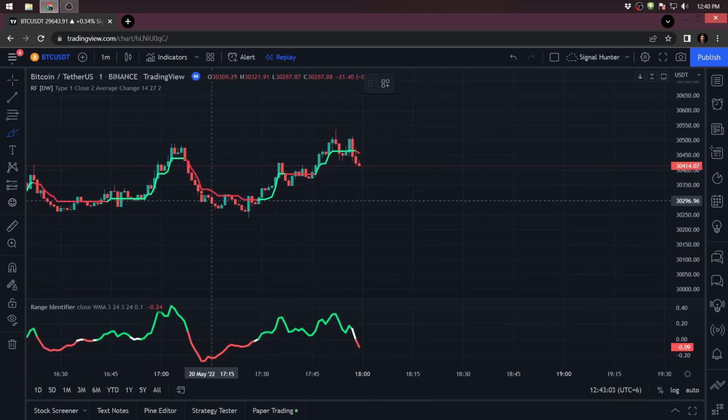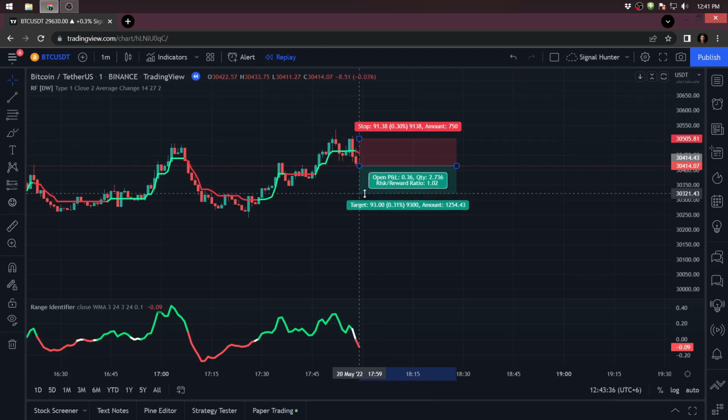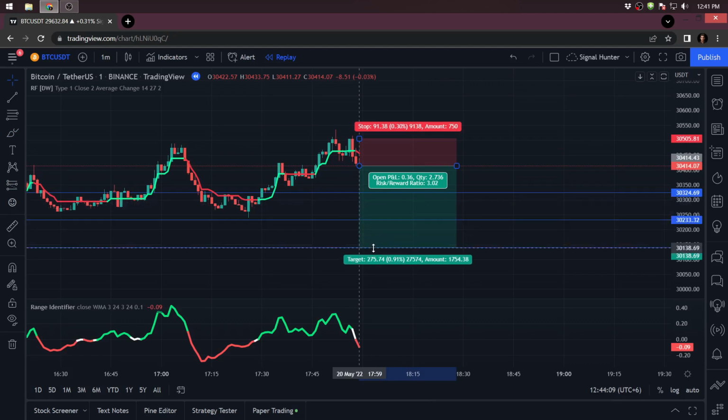In this chart, you can see the range filter line color is switched from green to red, and at the same time the range identifier range line color also switched to red. That means it's our sell signal. So we take a short position here, and our stop loss will be the last swing high, and our first profit target will be 1 times from the stop loss, the second profit target will be 2 times from the stop loss, the third profit target will be 3 times from the stop loss, and the fourth profit target will be 4 times from the stop loss.